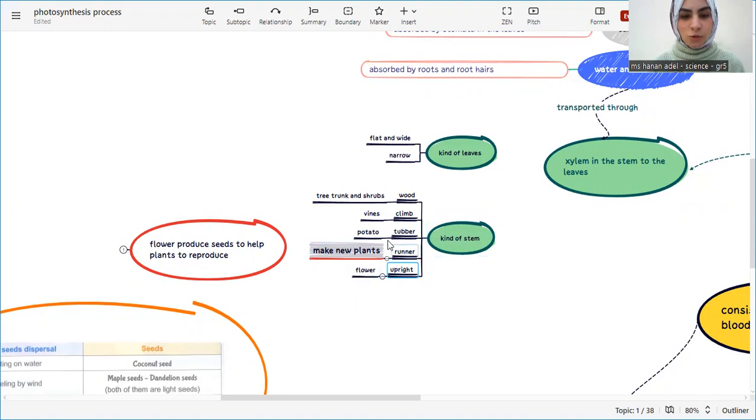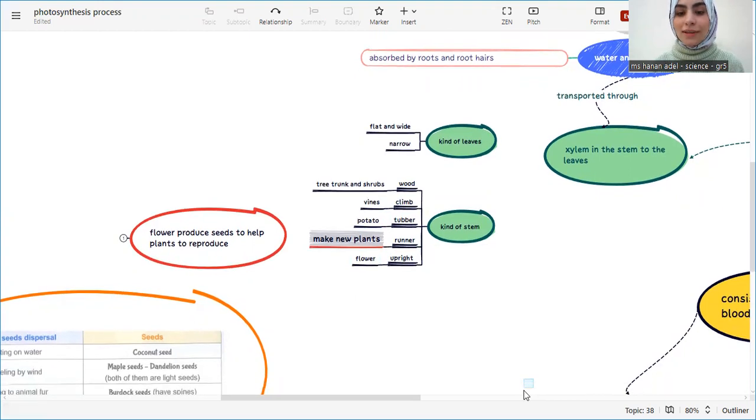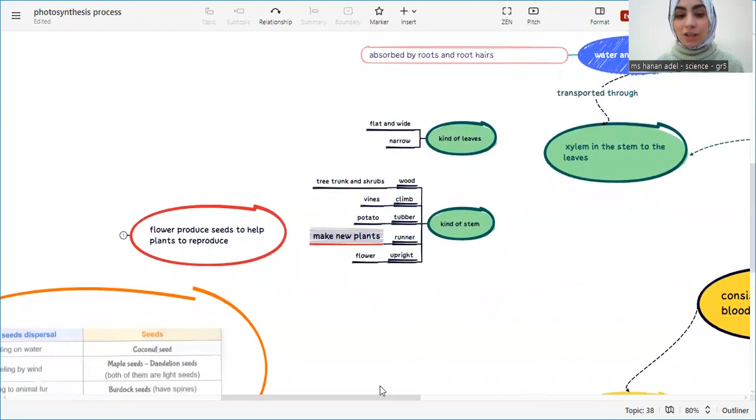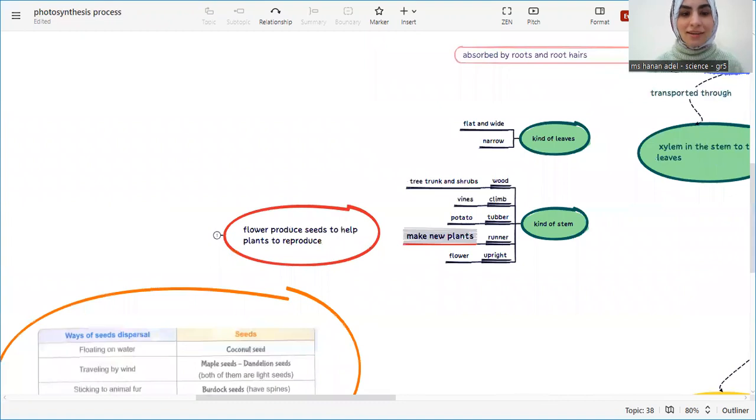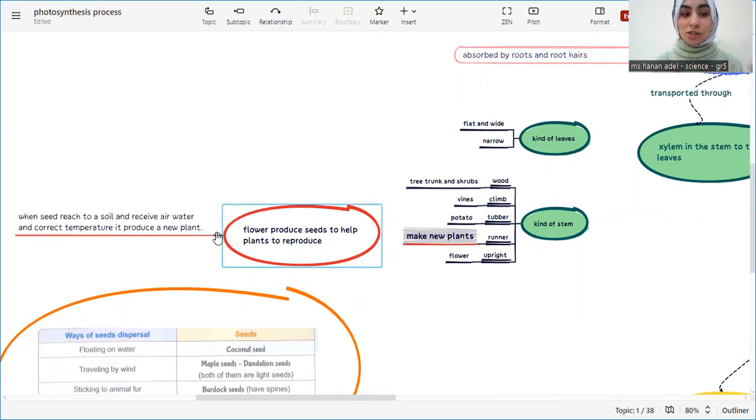Now, according to this point here, making new plants, what is this process here? We call it reproduction. Reproduction means making new plants. Which part exactly of the plants helps to make this process is the flower. Why the flower? Because the flower produces seed. And if this seed reaches the soil and has everything it needed, like the air, water, correct temperature, it will grow and give us a new plant. So flower is the one that's responsible for reproduction.